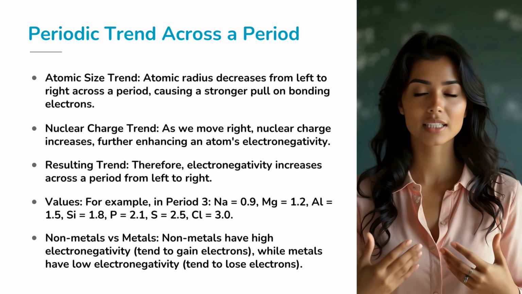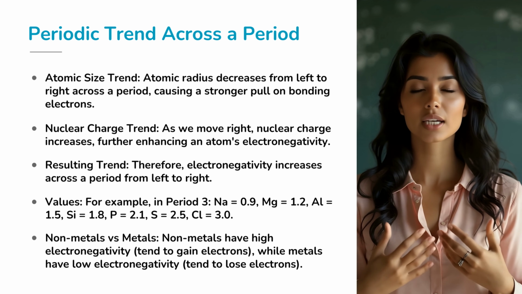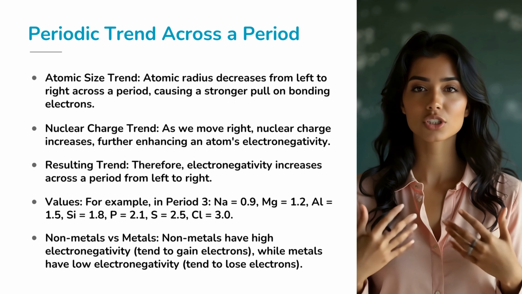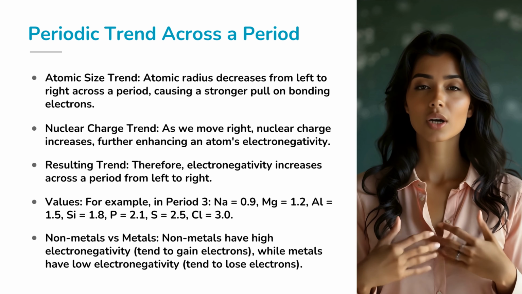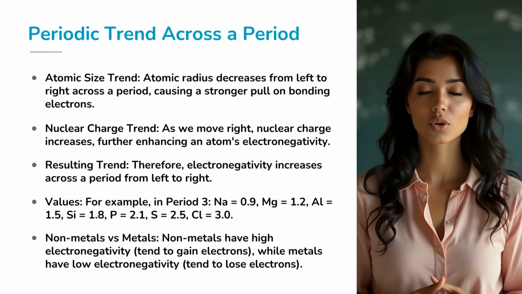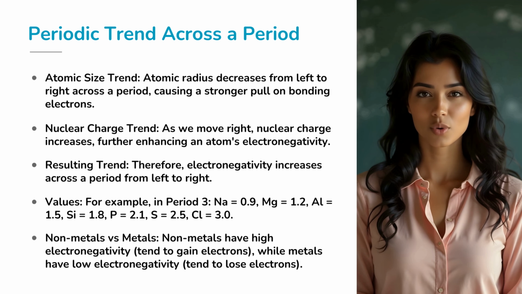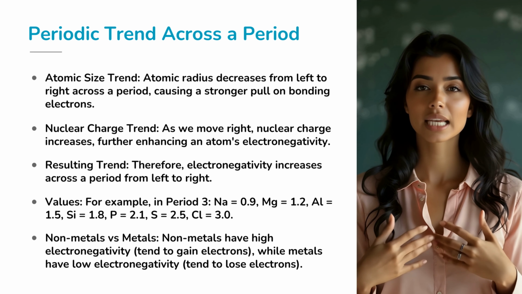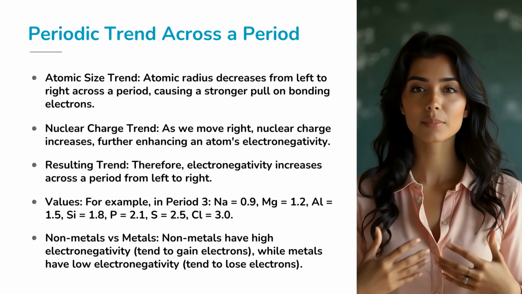First, the atomic size decreases. The outer electrons are pulled in closer due to increased nuclear charge. Second, the nuclear charge increases. More protons mean a stronger attraction for bonding electrons. Together, these changes cause electronegativity to increase across a period.